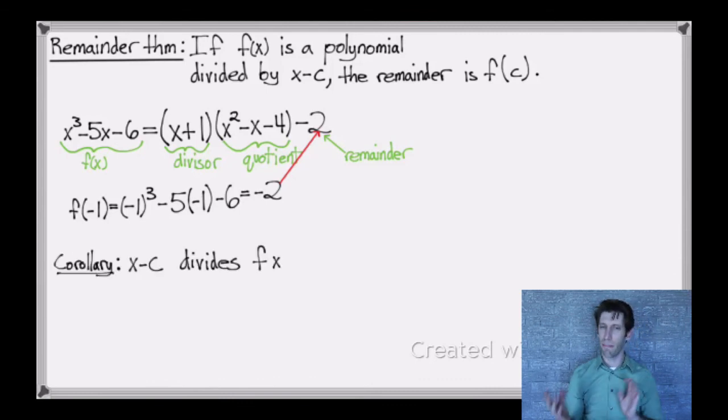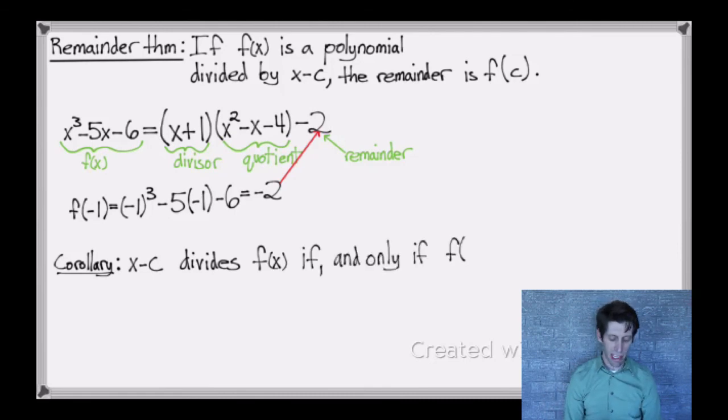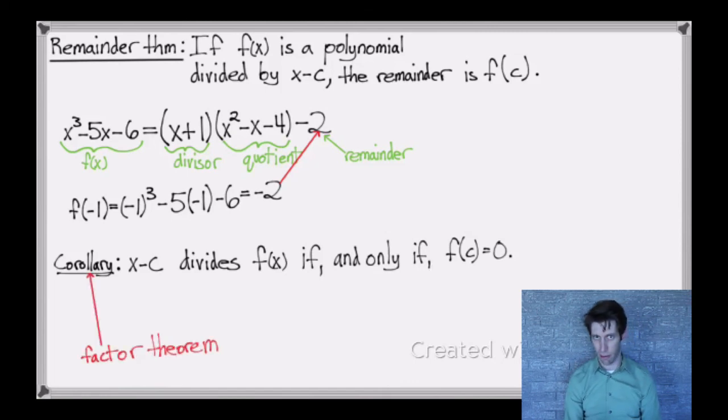A corollary is an immediate consequence of a theorem, and in this case, x minus c divides evenly into the polynomial function f of x if and only if f of c is 0. Another way to state this: x minus c divides evenly into f of x if and only if c is a 0 of f. Very nice property to have. This is sometimes called the factor theorem. And this is a theorem that we're going to use pretty extensively throughout the rest of this chapter.